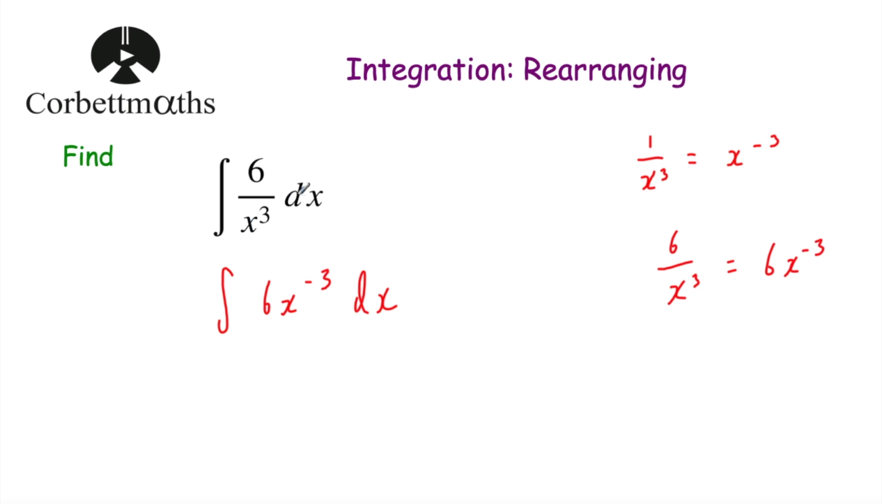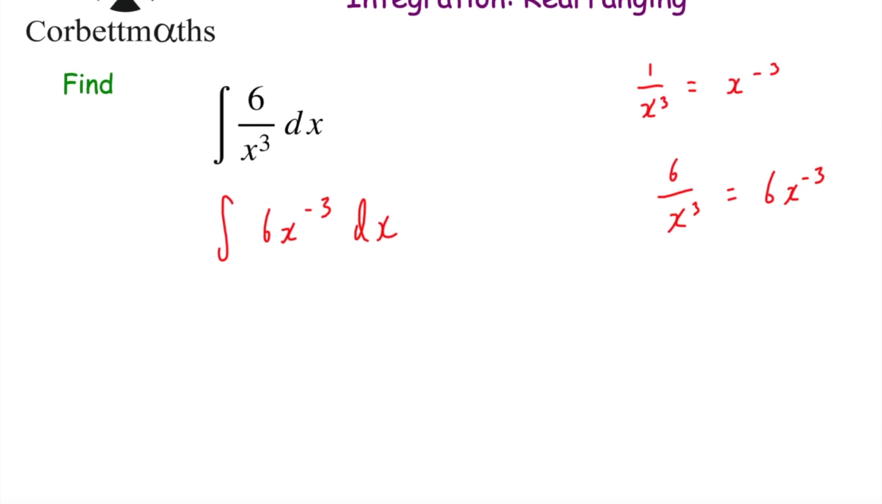We're bringing the x cubed up and calling it x to the power of -3. So we've got, find the integral of 6x to the -3 with respect to x. Okay, so now let's integrate this. To integrate this, we just need to increase the power of x by 1 and then divide by the new power. At the minute the power is -3. If you increase it by 1, instead of being -3, it's then going to be -2.